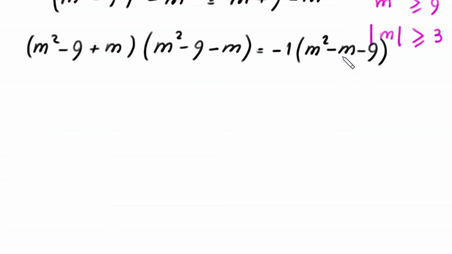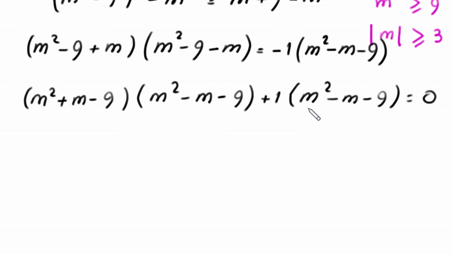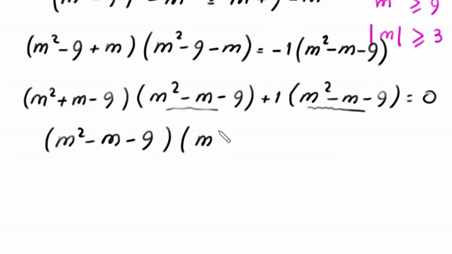Move this expression to the left hand side, then this will become (m squared plus m minus 9) times (m squared minus m minus 9), plus 1 times (m squared minus m minus 9) equal to 0. This m squared minus m minus 9 is common, so we factor it out, and in the bracket left, m squared plus m minus 9 plus 1 equal to 0.